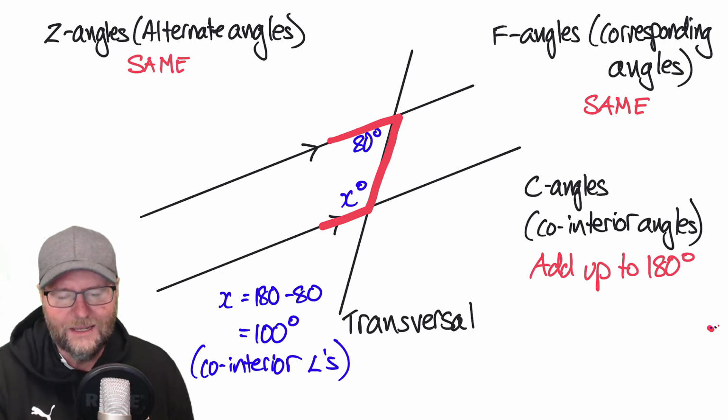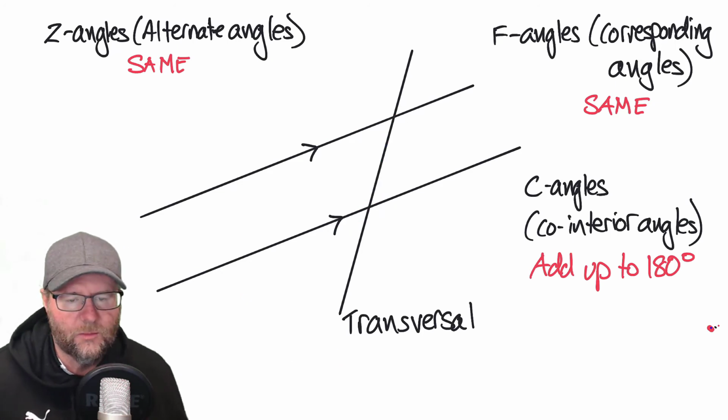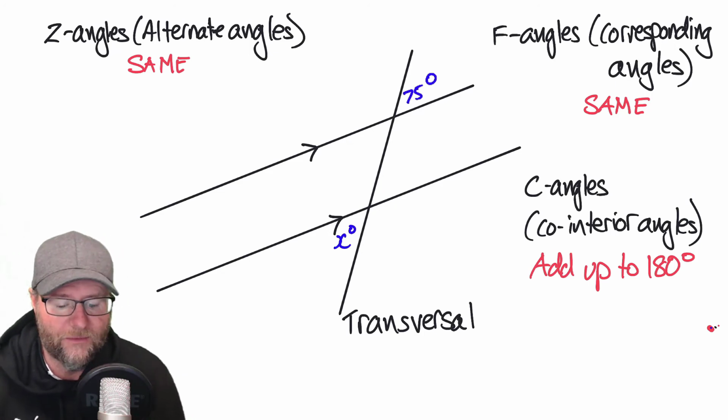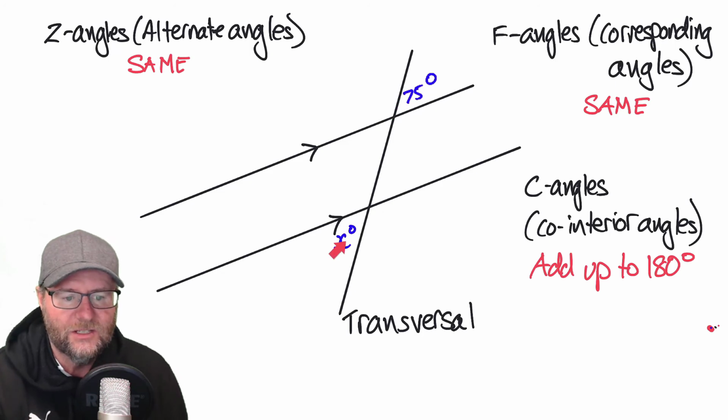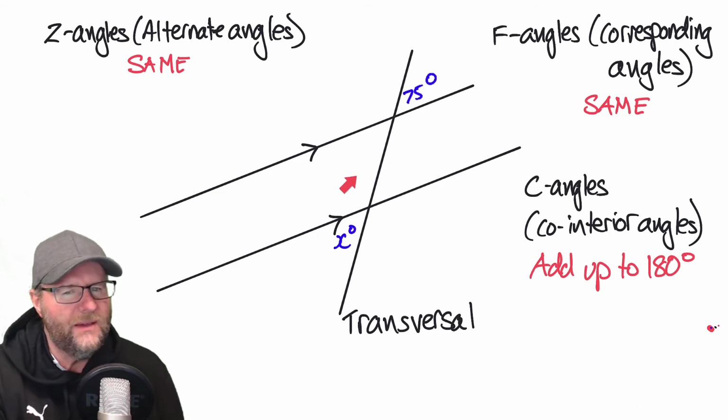Let's have a look at one last example, because often in geometry, you're going to get what I like to call little geometrical crime scenes. So you might get a question like this one. Now, none of these look like Z, C, or F angles. So I can't just go straight into, is it a Z, is it an F, or is it a C? But I do have some other clues.